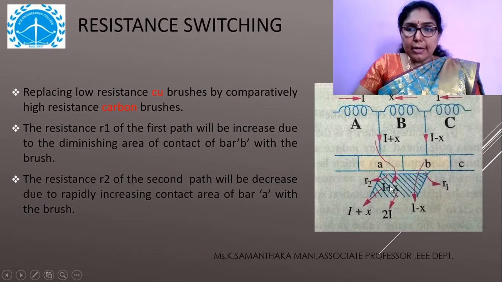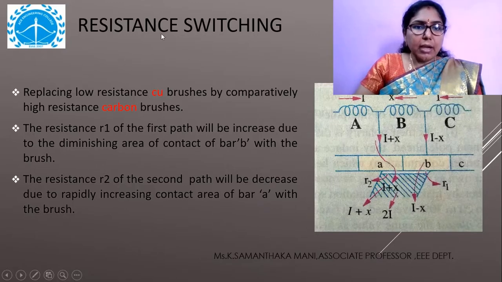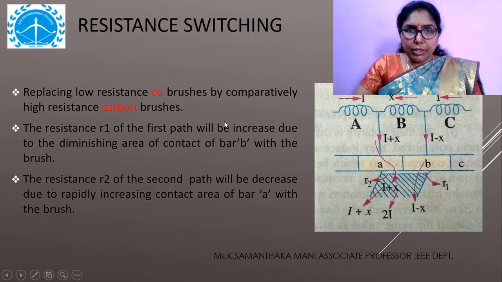So in this type of resistance commutation, the process is such that there won't be any sparking at the end of the short circuit. By using carbon brushes rather than copper brushes, we get ideal commutation.